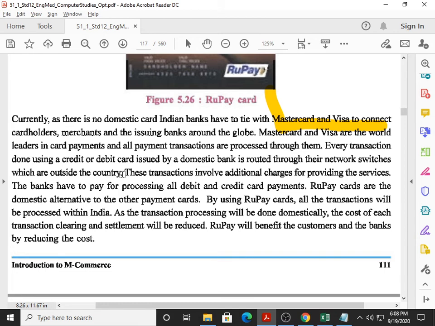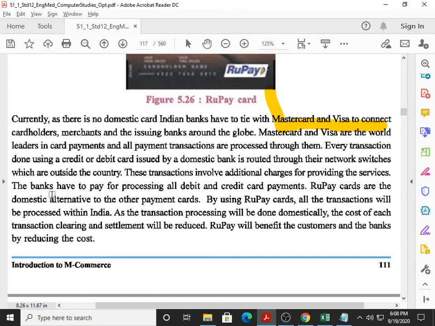Now what they say? Before the RuPay card, when you go for any transaction or when you pay through a debit card or credit card, your data is transferred from your bank to the network of MasterCard and Visa card outside the country. And these transactions involve additional charges because they are outside the country providing the service. Now the bank has to pay for processing all debit and credit card payments. That money has to be borne by the bank.